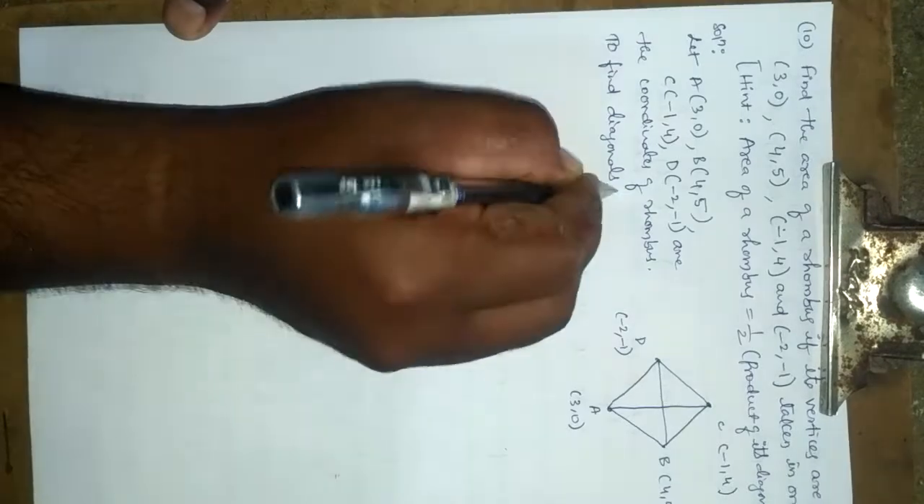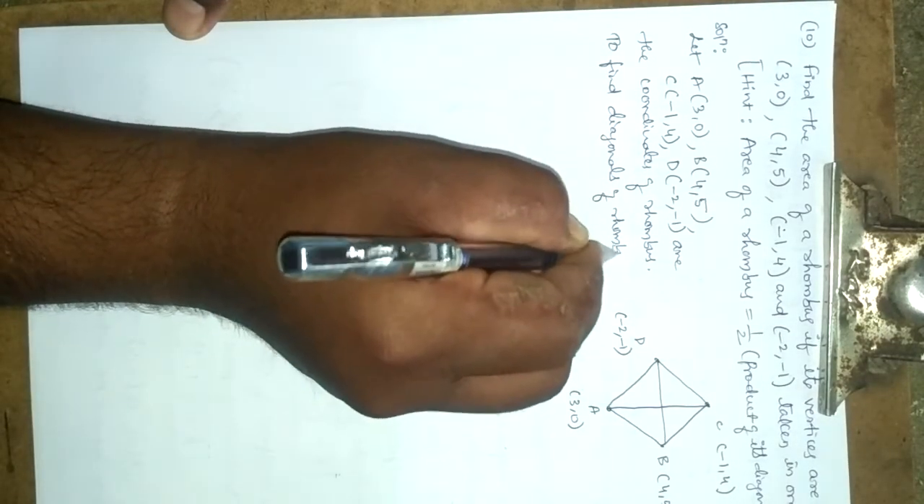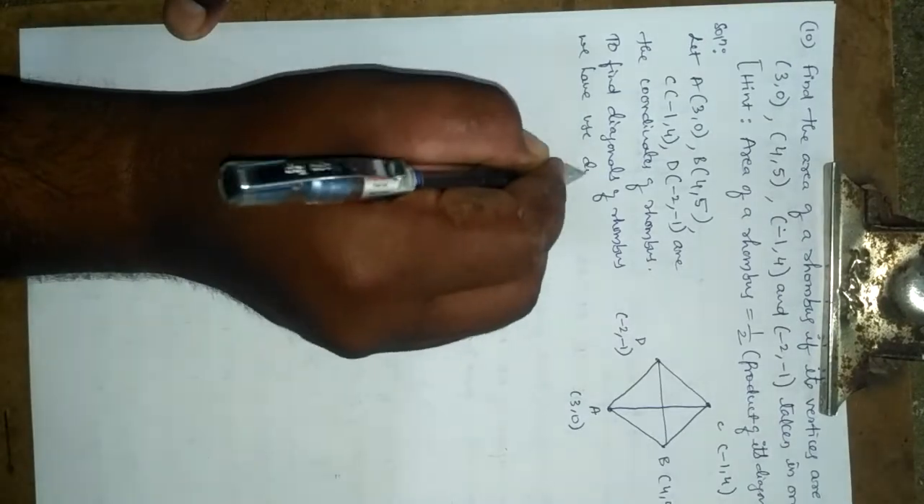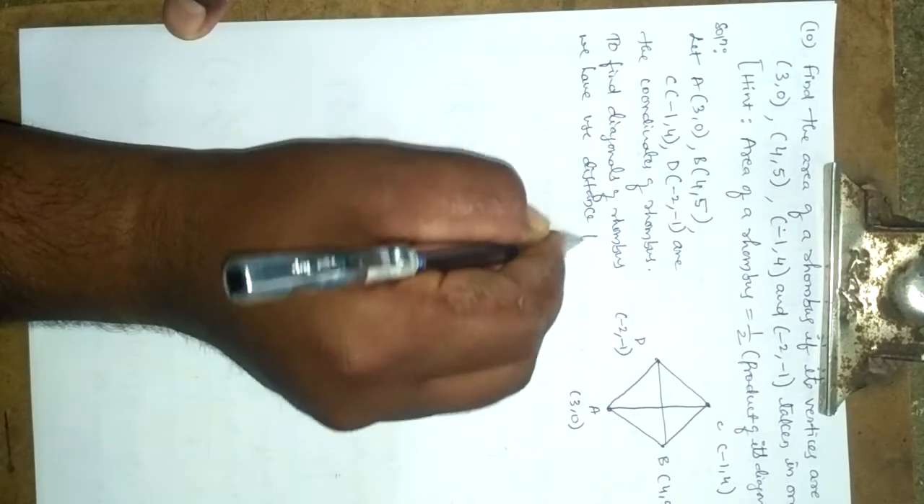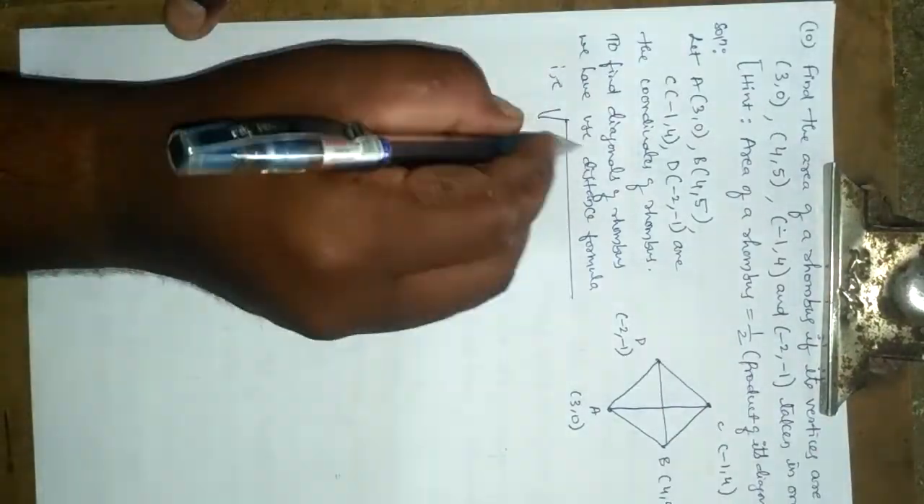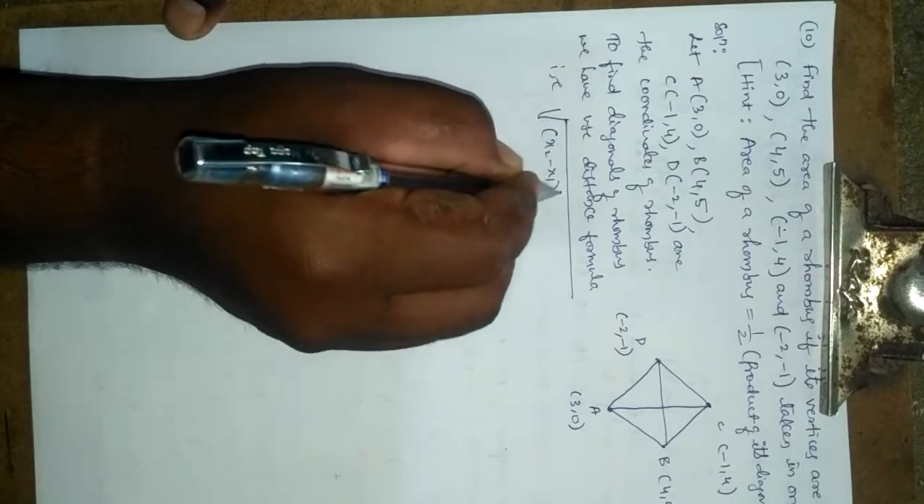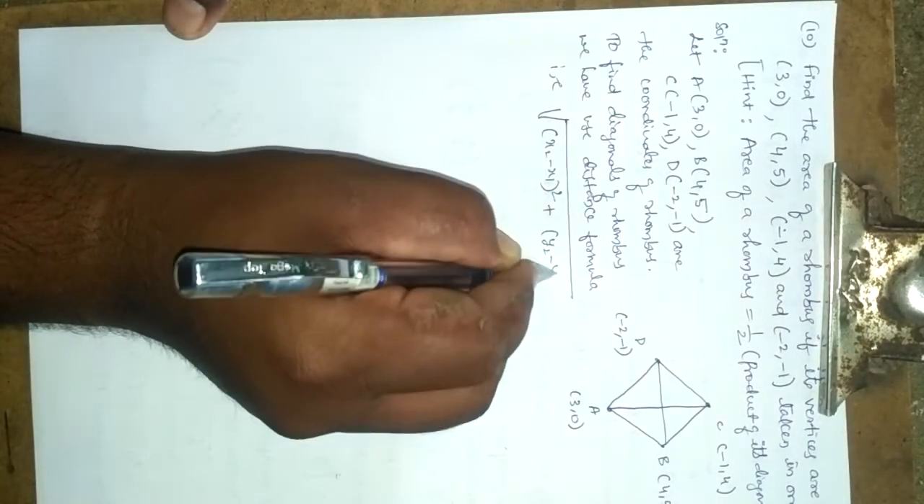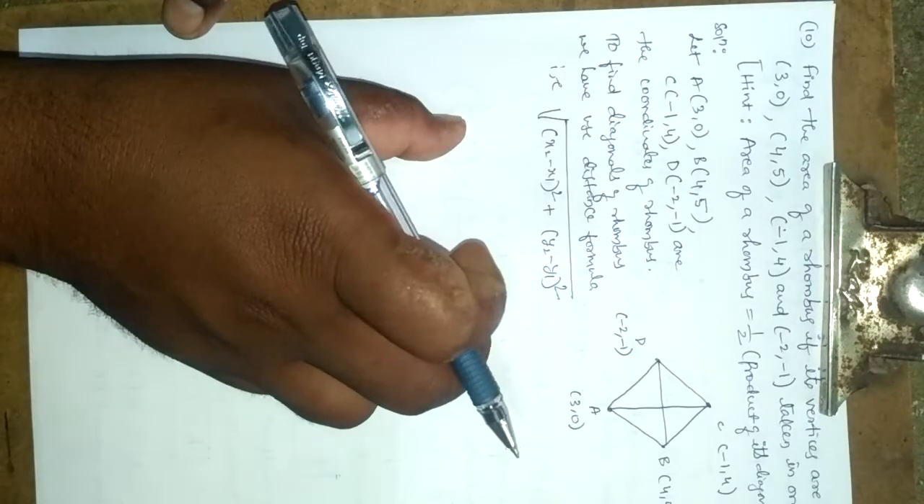Next, to find the diagonals of the rhombus, we have to use the distance formula, that is, under root (x2 minus x1) whole square plus (y2 minus y1) whole square. By using the distance formula, we find the lengths of the diagonals. After finding the lengths of the diagonals, we can find the area of the rhombus easily.